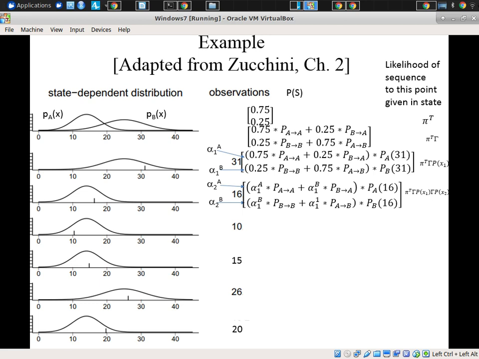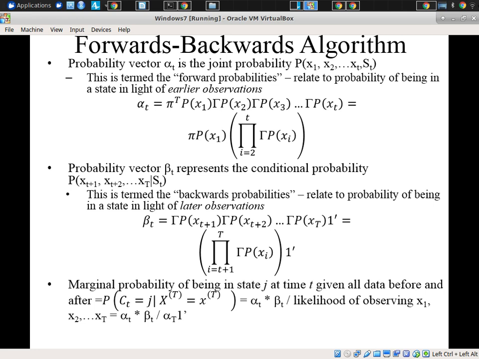So here we consider what's called the backwards probabilities. And so here, these are the betas. So we have the forward probabilities. What's the likelihood I'm in a given state at a given time, considering all the previous data? And then we have the backwards probabilities. What's the probability I'm in a given state, considering all the data that comes later from me?